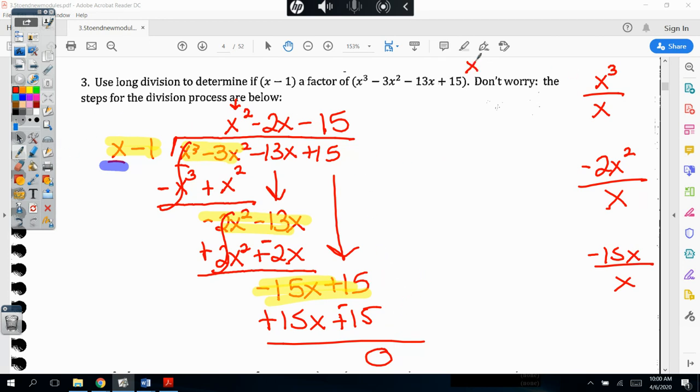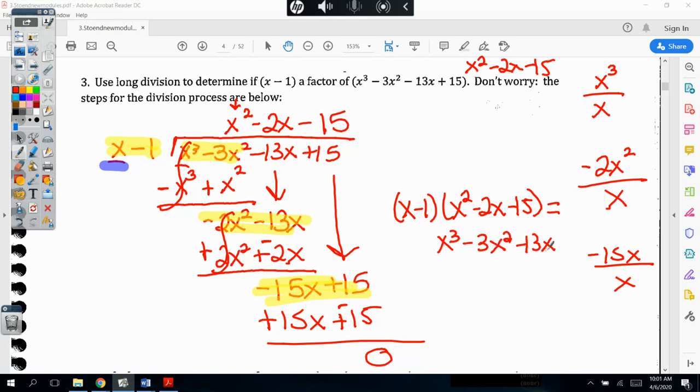Okay, so you get a remainder of 0, and you get x squared, I'm going to write it up here, x squared minus 2x minus 15. That means that x minus 1 is a factor, and you could write a multiplication statement. You could say that x minus 1 times x squared minus 2x minus 15 equals x cubed minus 3x squared minus 13x plus 15.